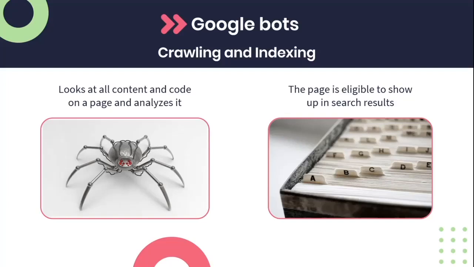So what Google bots are and what they do is very specific. A bot is really just a program that can interact with different systems. That's what it comes down to. So Google bots crawl and index the internet, of which your site is a part of. Crawling is when a bot looks at all the content and code on your pages and then analyzes it. Indexing is seeing if the page is eligible to show up in search results. So essentially, Google bots look at the content on your page to determine if it can be eligible to show up in search results. It's quite an interesting concept if you think about it.